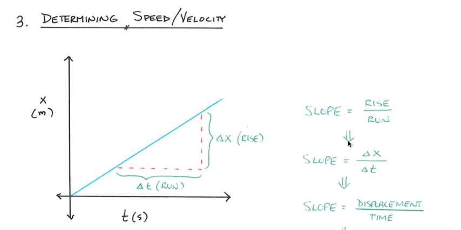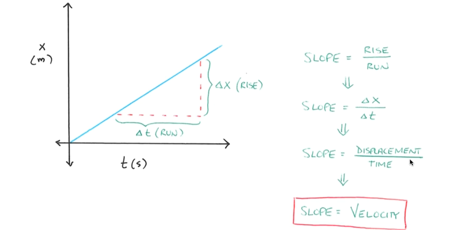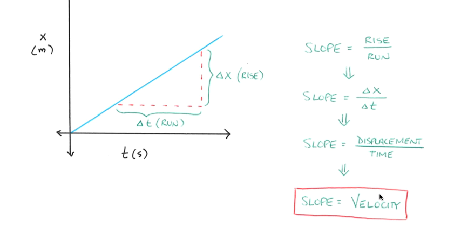If I replace that with my variables, slope is delta x, which is displacement, and t, which is time. So you can see here that the slope of a position time graph gives you displacement over time. Hopefully, this is screaming out to you that if I find the slope of a displacement time graph, it will give me the velocity, right?